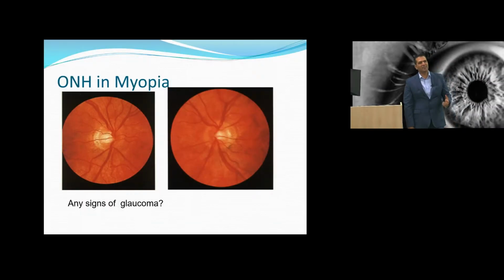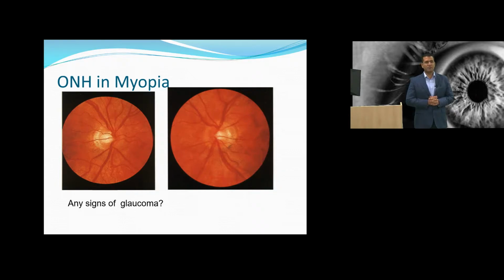Optic nerve head in myopia. A myopic eye or a fundus usually looks a little scary. Due to the elongation of the globe, there is a stretching on the optic nerve head that may lead you to believe that there are certain signs of glaucoma.